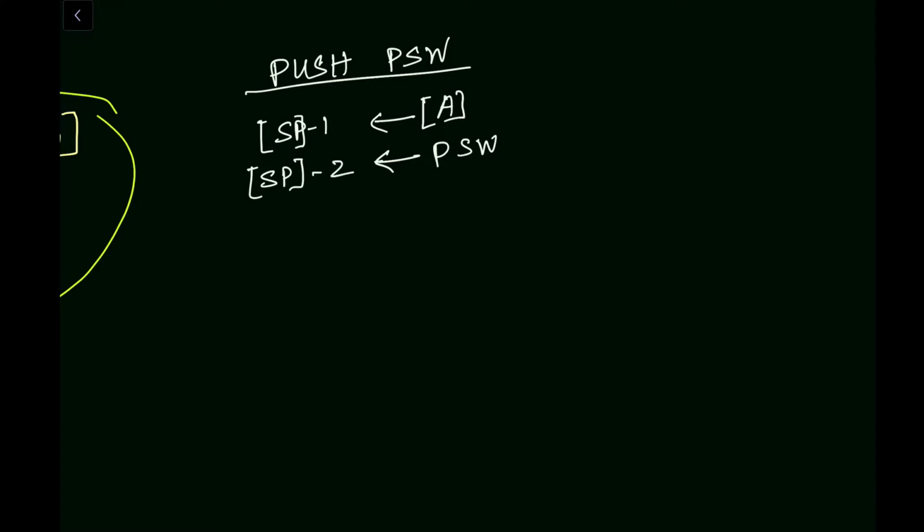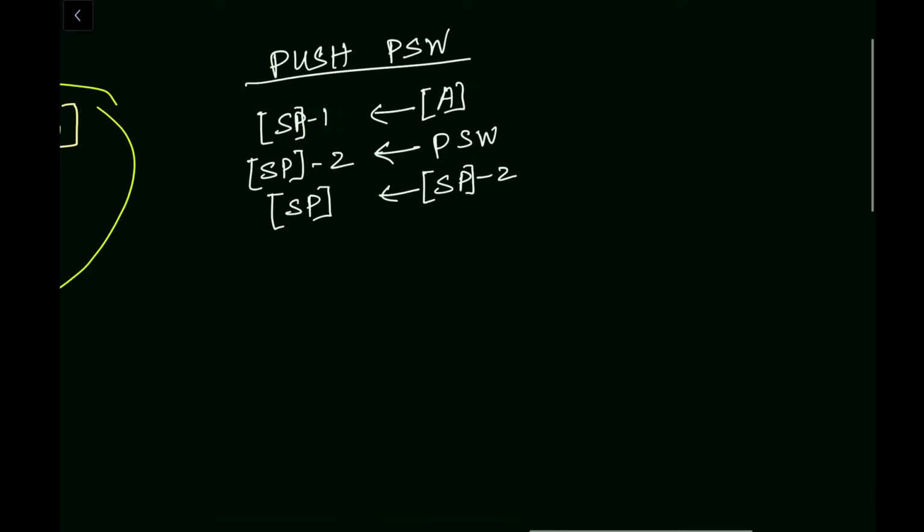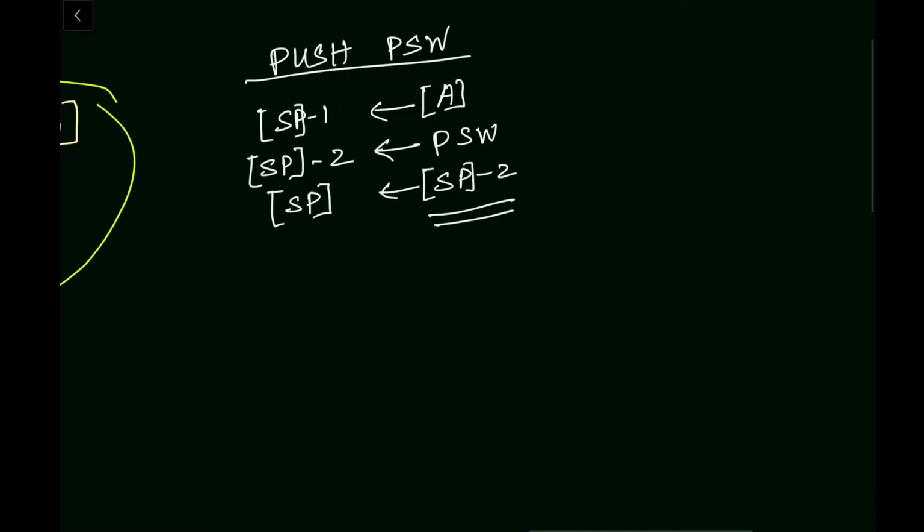Okay, so this will be modified. Again, what do we have to do? Again, we have to modify the stack pointer with SP-2. So SP-2 will now be written into SP. That means the stack pointer value will be modified with SP-2. So these are the 3 steps that are performed for push PSW.